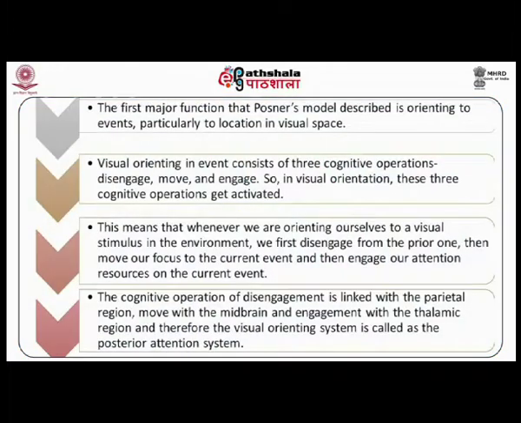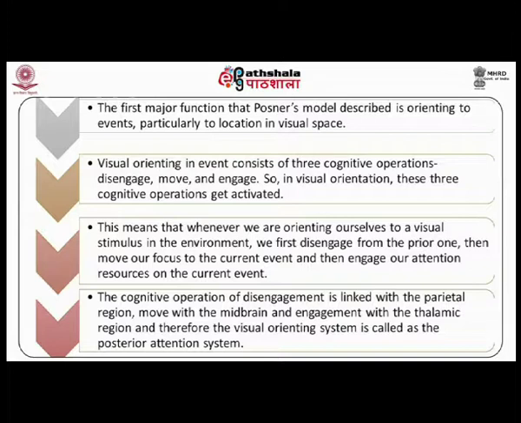The first major function that Posner's model described is orienting to events, particularly to location in visual space. Visual orienting to an event consists of three cognitive operations: disengage, move, and engage. So in visual orientation, these three cognitive operations get activated. This means that whenever we are orienting ourselves to a visual stimulus in the environment, we first disengage from the prior one, then move our focus to the current event, and then engage our attention resources on the current event.